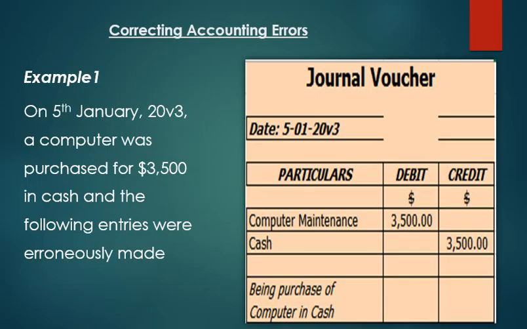Example 1. On 5th January 2023, a computer was purchased for $3,500 in cash, and the following entries were erroneously made. Computer maintenance was debited $3,500 instead of computer's account. Cash was credited, that is, of course, the right thing. The narration is the purchase of computer in cash.